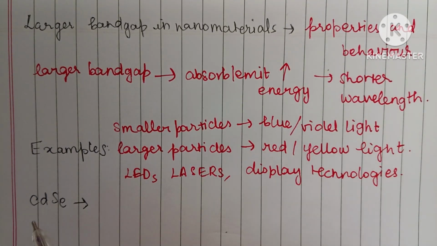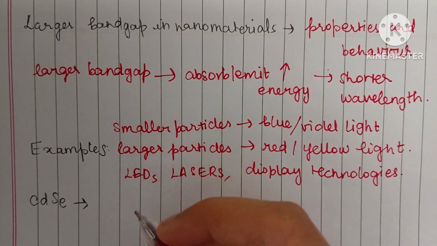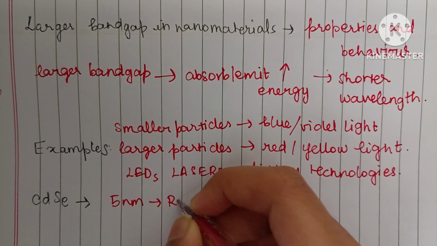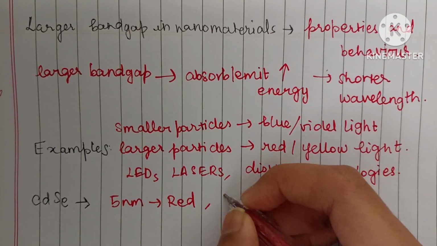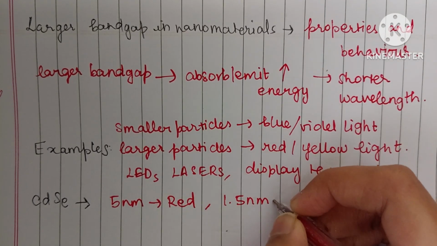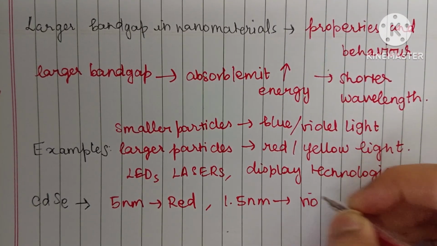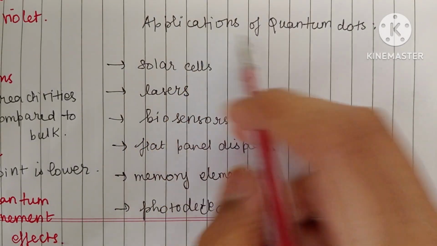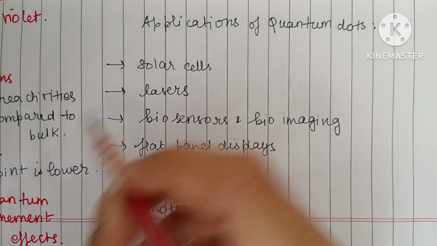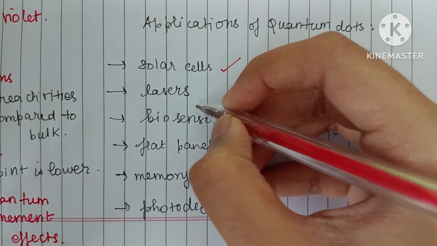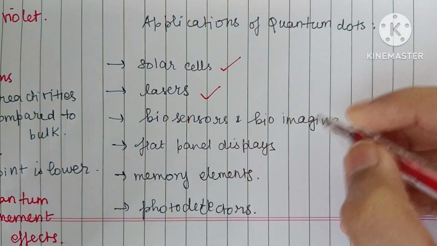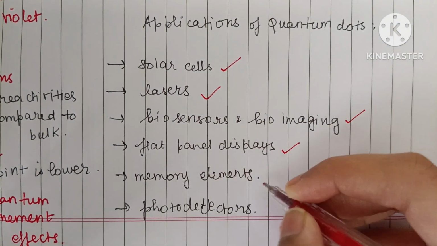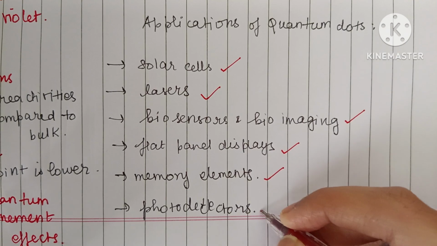Another example is cadmium selenide, in which, when the size is 5 nanometers, they are red in color, while if the size is 1.5 nanometers, they are violet in color. Here are some of the applications of quantum dots. They are used in solar cells, lasers, biosensors and bioimaging, flat panel displays, memory elements, and in photodetectors.